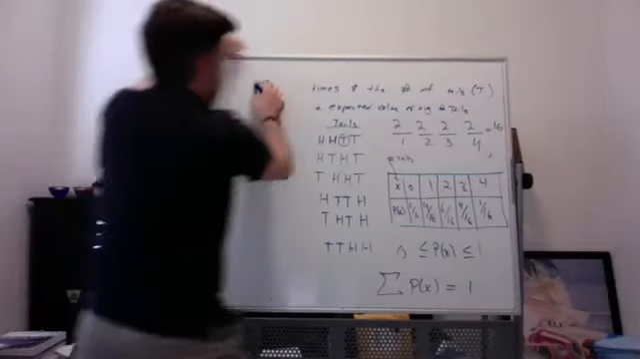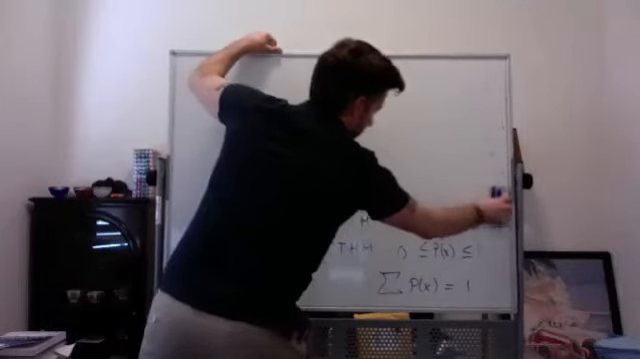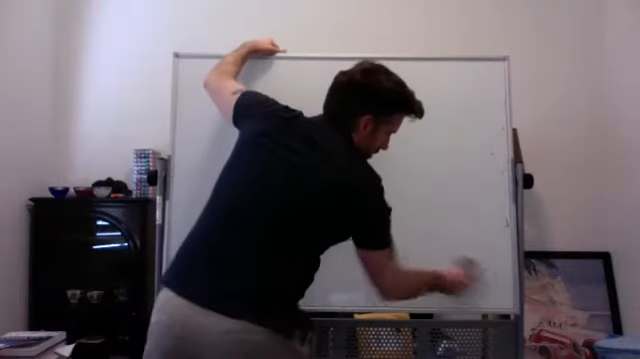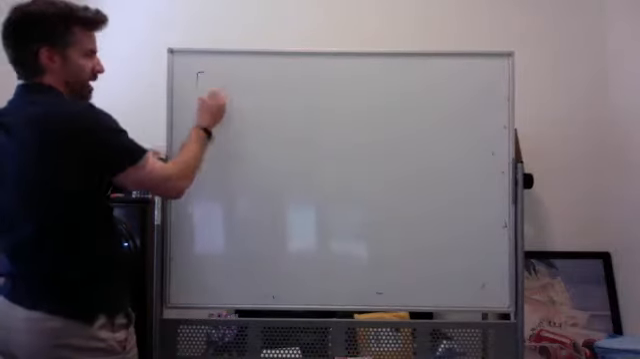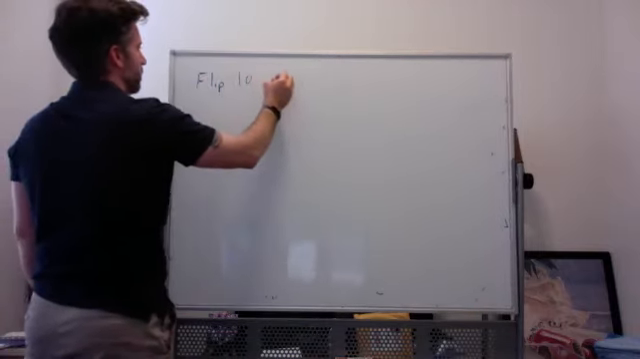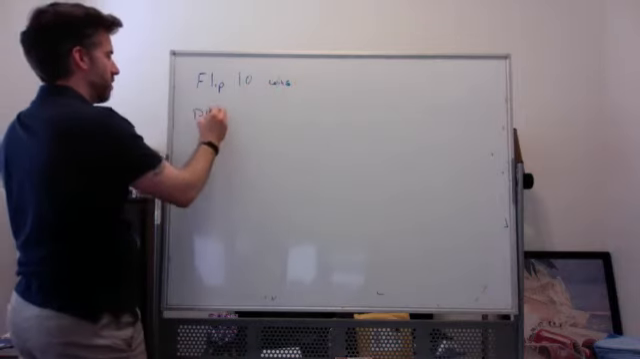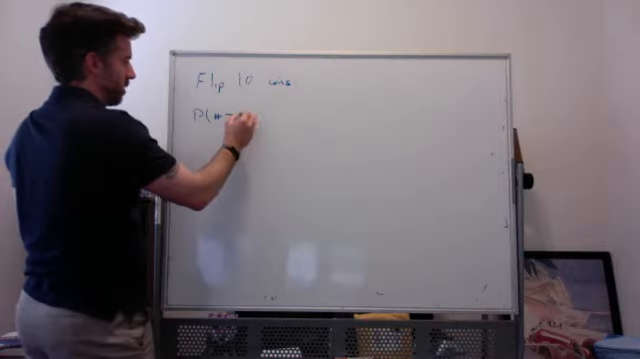So we're not going to actually calculate this. Well, we're not going to do all the calculations, but I'm going to ask you a question that's very much related. So let's say now I flip 10 coins. What's the probability that the number of tails is greater than or equal to 1?